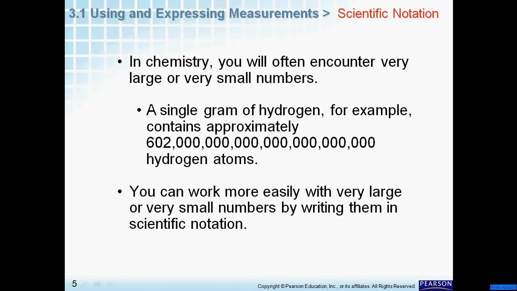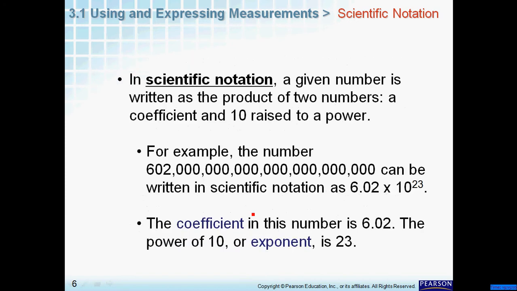In chemistry, we use some really big numbers and some really small numbers. And often it's a lot easier to write those numbers using scientific notation. So what exactly is scientific notation? Well, scientific notation is when you use the power of 10, times 10 to something. So it has three parts.